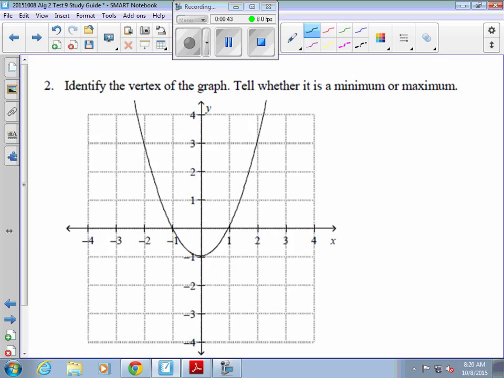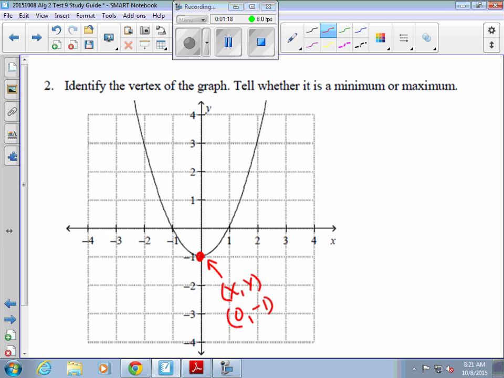Number 2 is a watered down version of graphing. It just tells you to name the vertex of the graph and tell whether it's a minimum or a maximum. Well, the vertex is the very bottom or very top. In this case, it's this point right here. So that vertex, remember, it's not just -1. It's an x comma y. It's an entire coordinate. So it'd be 0, -1 would be the vertex of this graph.